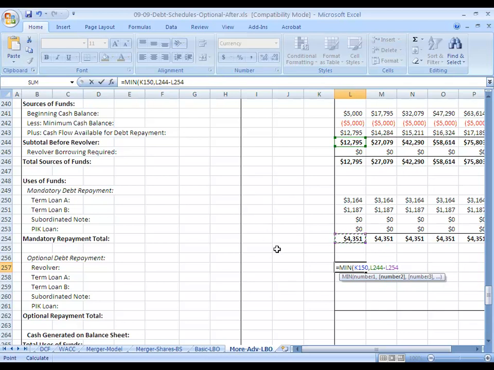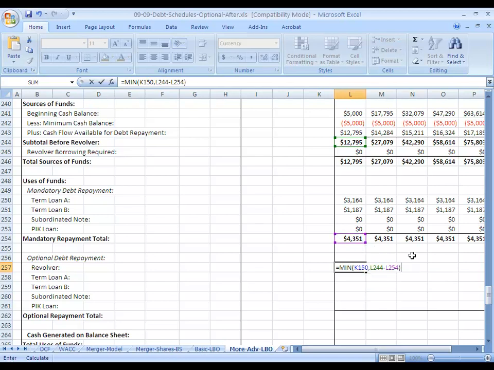Now, the reason why I'm not subtracting any mandatory repayments from the first part of this equation, where I have the K150 right here, is because with a revolver, we don't have any mandatory repayments. So that's why I'm only looking at the previous balance and then comparing it to the cash flow available, the subtotal before revolver row right here, minus our mandatory repayments.